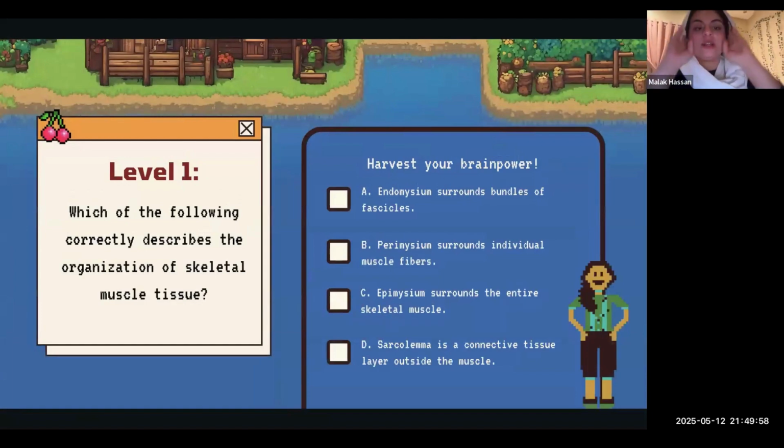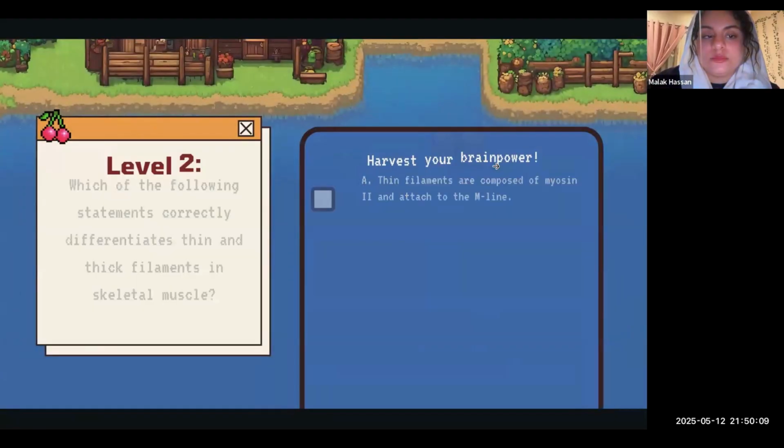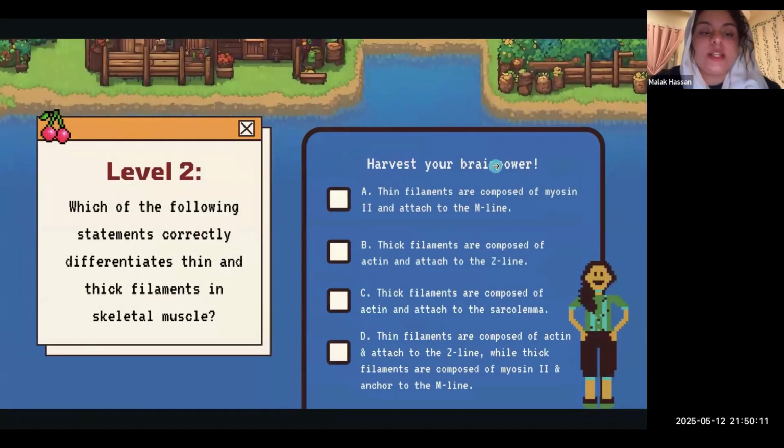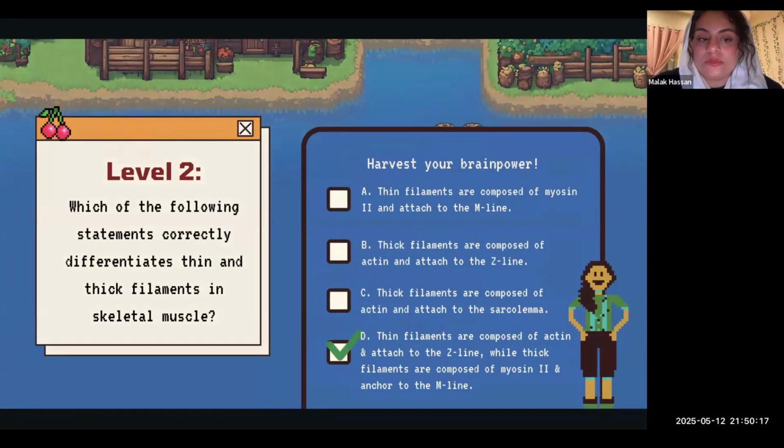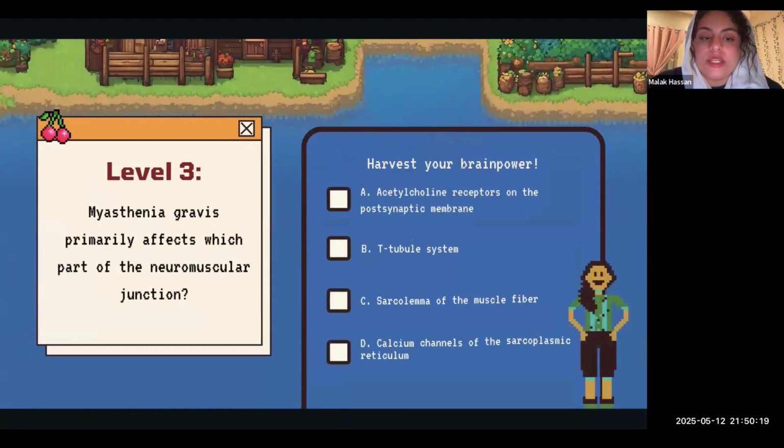So which of the following correctly describes the organization of skeletal muscle tissue? C. Epimysium surrounds the entire skeletal muscle. The rest are incorrect. Which of the following statements correctly differentiates thin and thick filaments in skeletal muscle? D. Myasthenia gravis primarily affects which part of the neuromuscular junction? A. Acetylcholine receptors. Remember, autoantibodies against acetylcholine receptors.